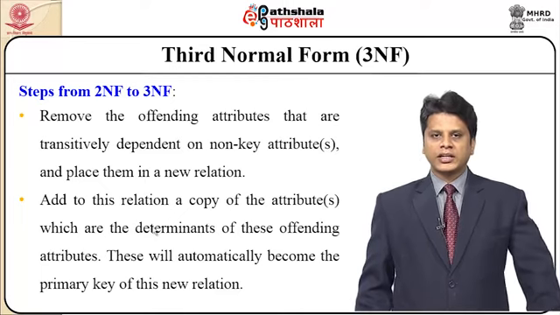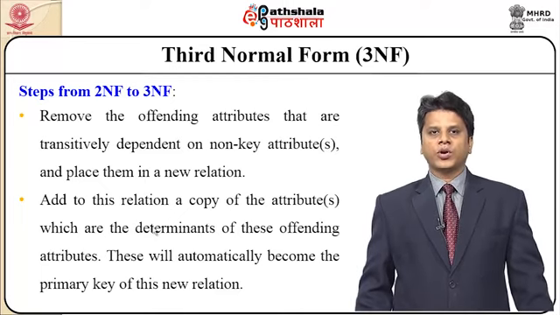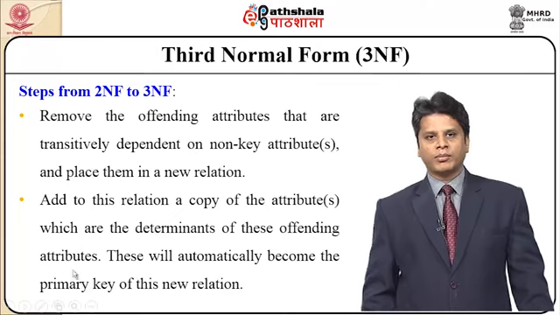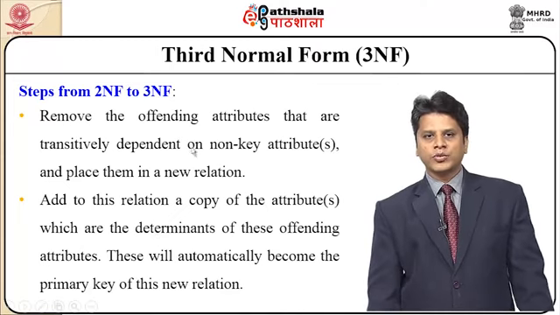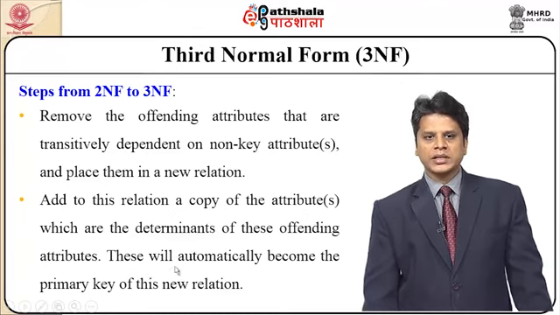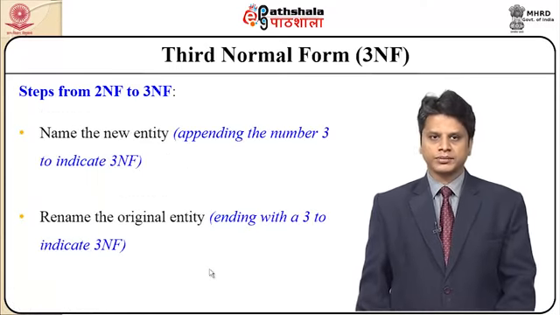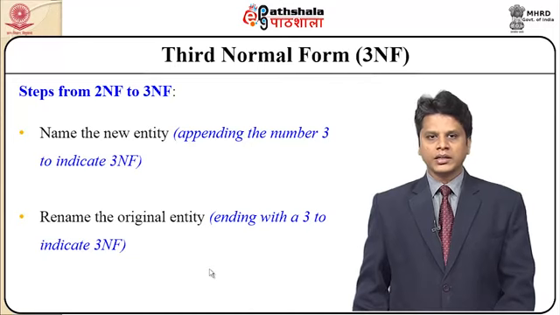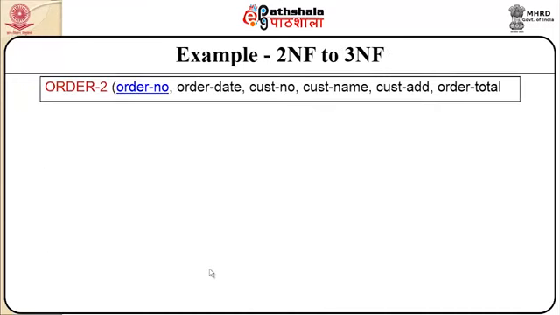Some of the steps that need to be taken care of when we want to do a third normal form. Remove the offending attributes that are transitively dependent on the non-key attributes and place them into a new relation. Add to this relation a copy of attributes which are the determinants of these offending attributes. These will automatically become the primary key of the new relation. Name the new entity, rename the original entity.